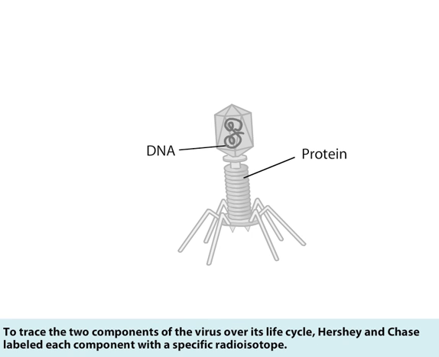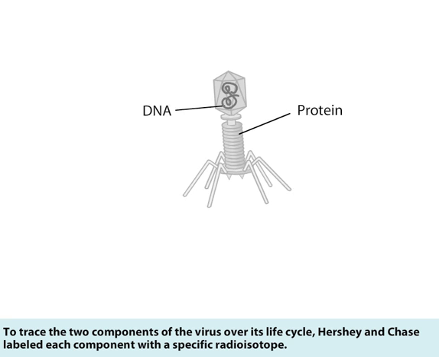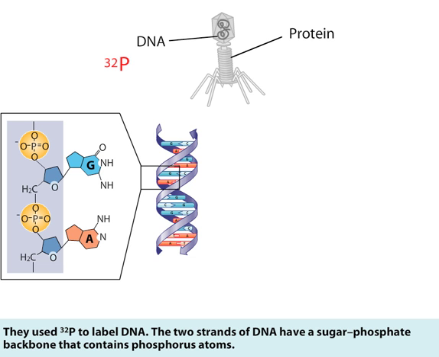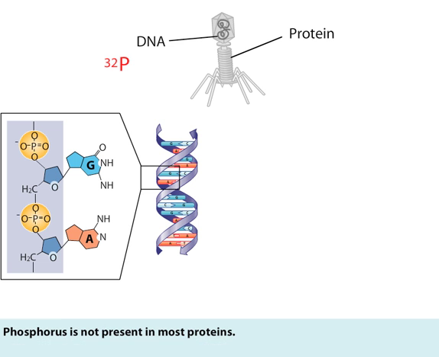To trace the two components of the virus over its life cycle, Hershey and Chase labeled each component with a specific radioisotope. They used P-32 to label DNA. The two strands of DNA have a sugar-phosphate backbone that contains phosphorus atoms. Phosphorus is not present in most proteins.